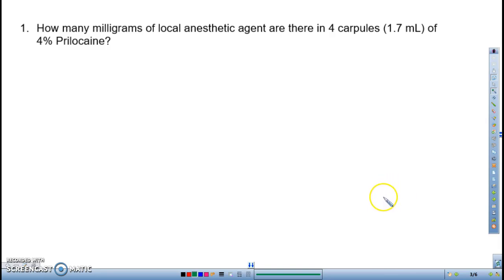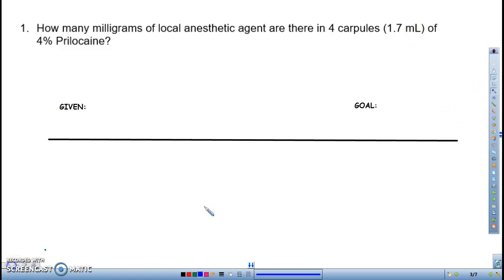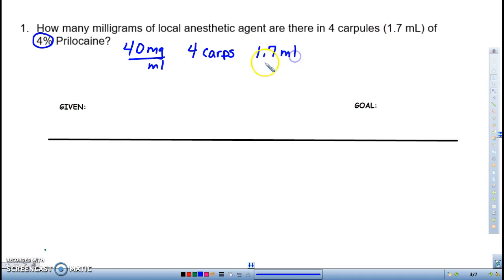The first problem says, how many milligrams of a local anesthetic agent are there in 4 carpules, 1.7 milliliter, of 4% prilocaine? All right, when I looked at this problem, the first thing I went to was this. I know that 4% means I'm going to multiply that by 10. 4% prilocaine means there's 40 milligrams in every milliliter. That was a number that was given to me. That's one of my givens. I also noticed that they told me I have 4 carps. Okay, so I'm going to be like you girls and abbreviate that. I have 4 carps, and they're telling me to use a conversion factor of 1.7 milliliters for each carp.